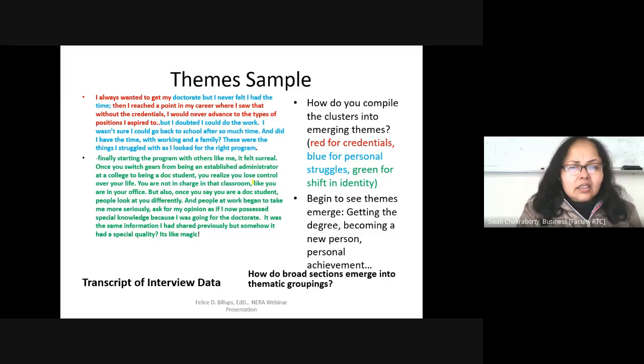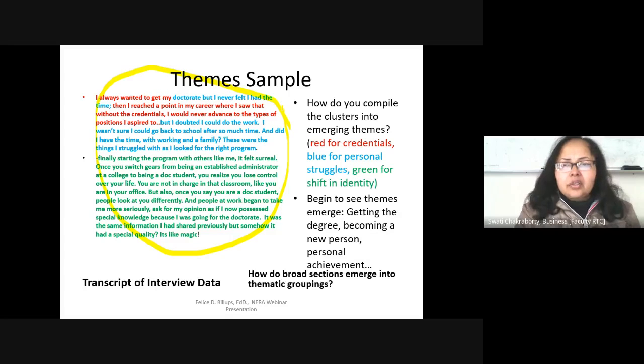So see, this is the same sample that we have, with the question that came up. So the same example that we had. Now what happens here? How do we compile the clusters into emerging themes?